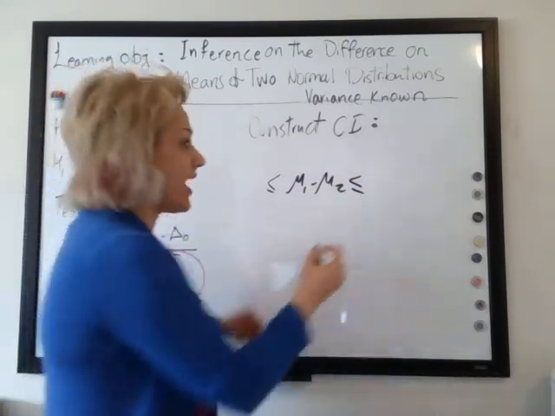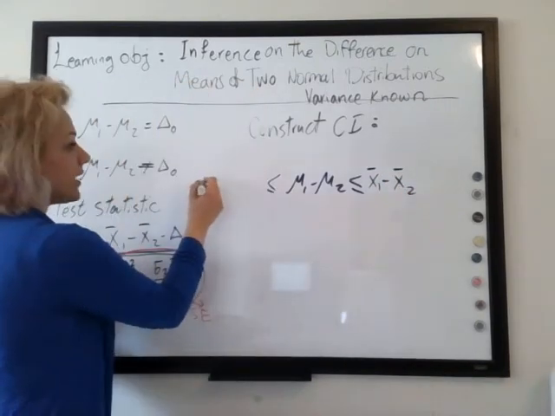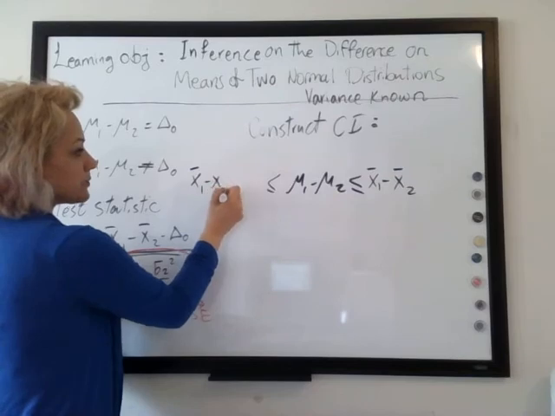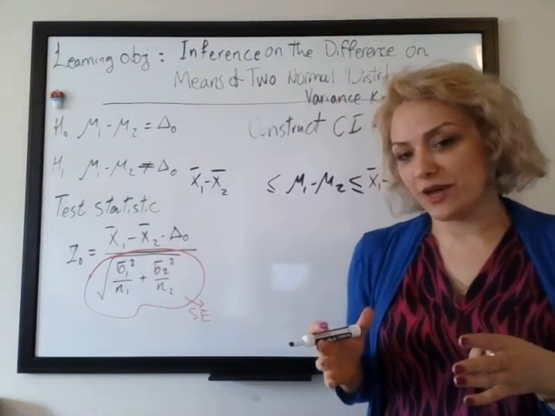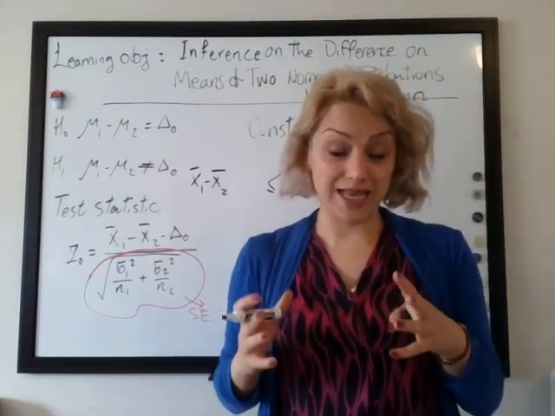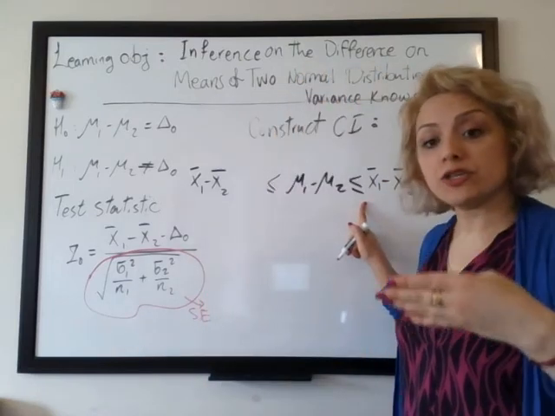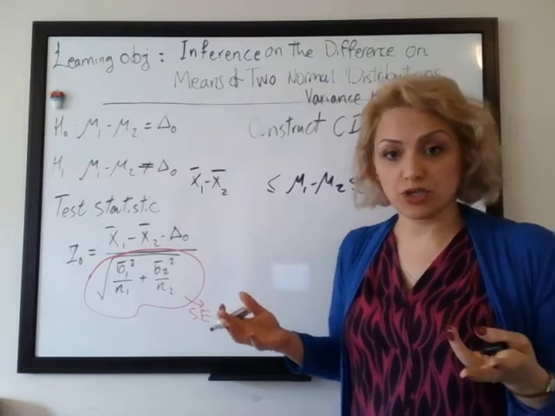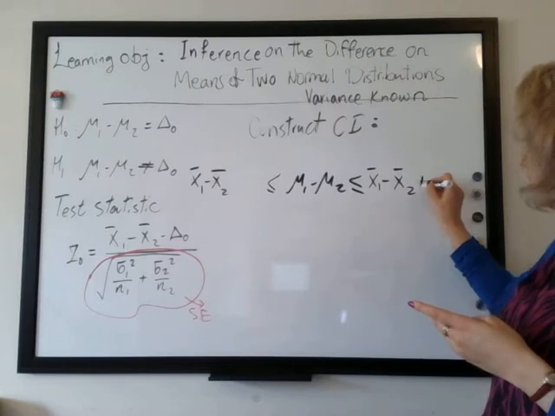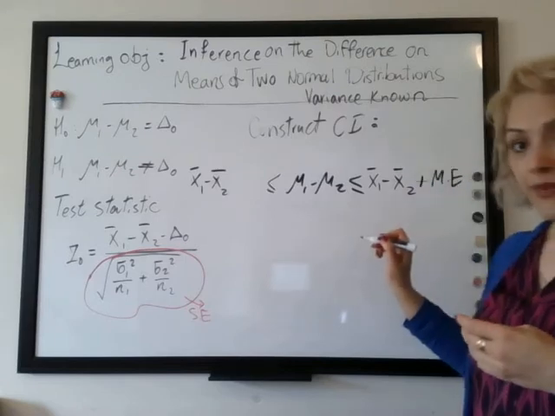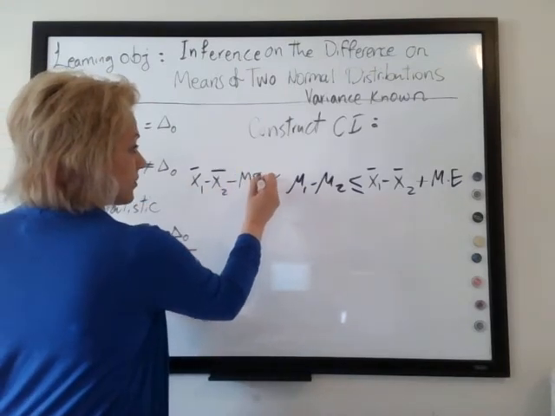So here we are going to have x bar 1 minus x bar 2, right? And here I'm going to have x bar 1 minus x bar 2 as well. Again, it's very similar to the case when we had one sample in case 1. We would say x bar plus margin of error and x bar minus margin of error. So here I have the same thing: x bar 1 minus x bar 2 plus my margin of error, and then x bar 1 minus x bar 2 minus margin of error.